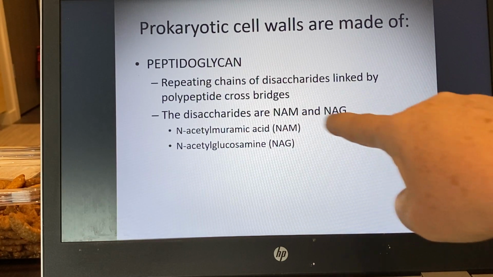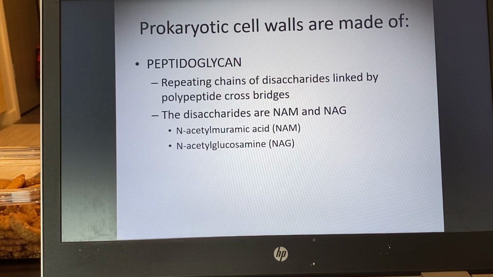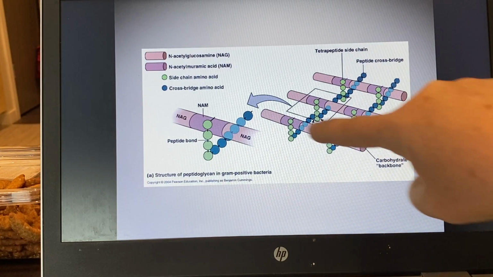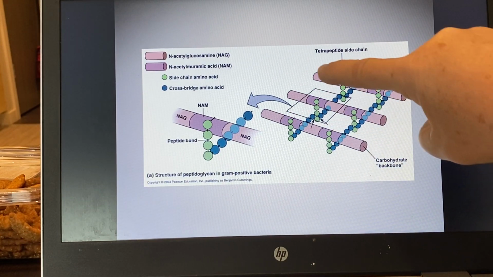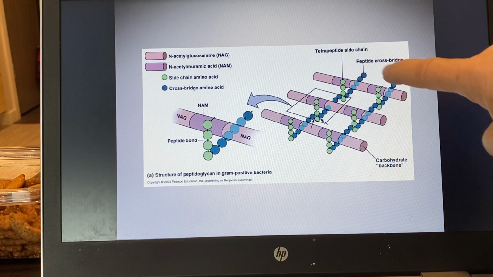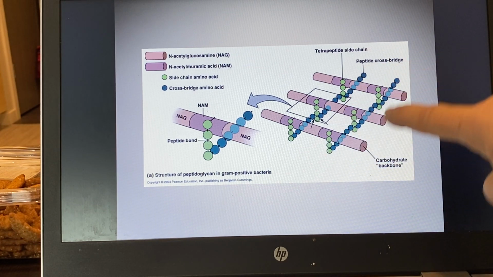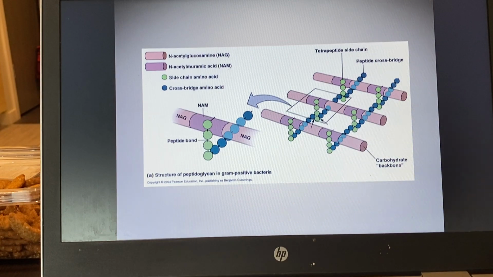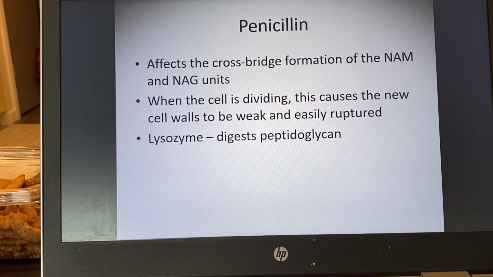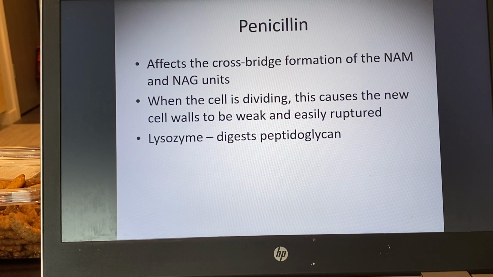Okay, don't memorize NAM and NAG. I'm not going to ask you about that. But these would be the layers of the chicken wire. That's the glycan. And then you have these protein cross bridges that hold them all together. So when we think about the world's most perfect drug, imagine if you could come up with a drug that destroyed peptidoglycan but didn't affect our cells, right? Because we don't make peptidoglycan. Lo and behold, been there, done that, okay?